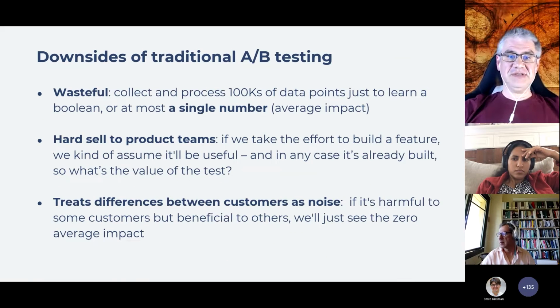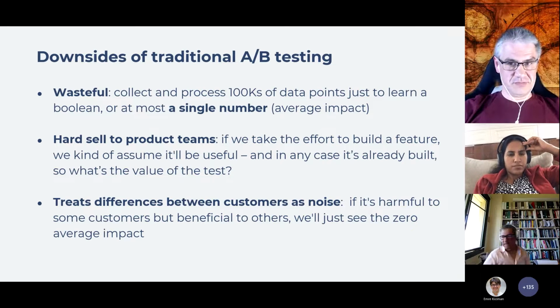But it has downsides. First of all, when you think about it, it's kind of wasteful because you have to typically collect hundreds of thousands, if not millions of data points to get just one Boolean. Is it significant? Or maybe a single number, which is the effect size. And the reason for this is because you treat differences between customers as noise. You want to average over them. And so if some of your customers hate your email and others love it, you'll just see the zero average.